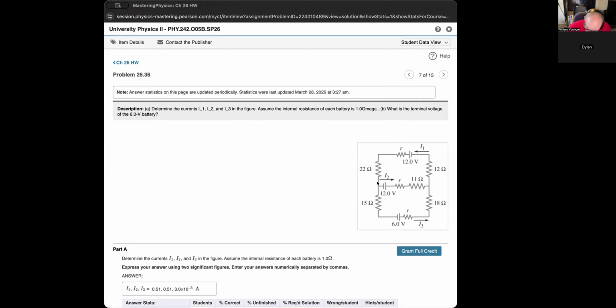The first thing I do is plus 12.0. And notice as I move to the right in that middle leg, I'm going in the direction of I2, so all my resistances should be voltage drops. So I'm going to say minus, the little r is supposed to be 1.0, so minus 1.00 I2 minus 11 I2. Now I've gotten to this junction right here and I'm going up this way. That's the same direction as I1, so all my resistances will be drops again. So this is going to be minus 12 I1.